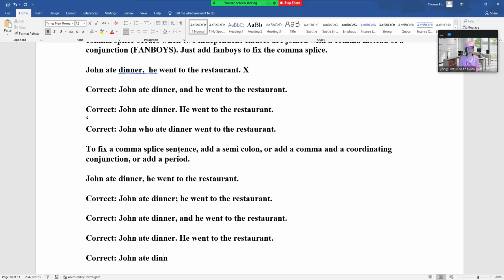And you could also have "John ate dinner; in addition, he went to the restaurant." Instead of saying "and" ad nauseum, you want to put in some transition words of addition. If you want to add variety, so you don't use FANBOYS all the time, then we use transition words of addition. I'm going to go over transition words in a different lesson, in which I teach you the different kinds of transition words.